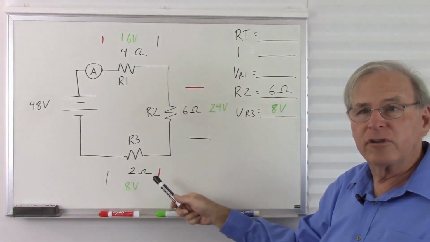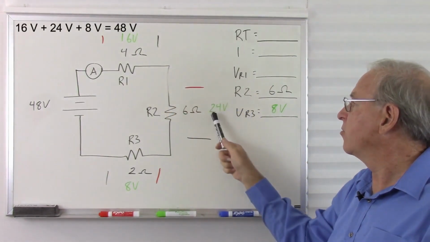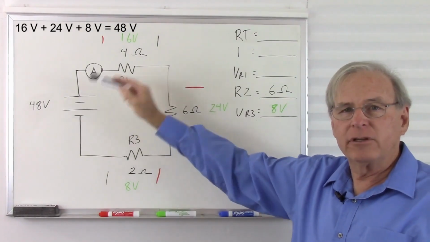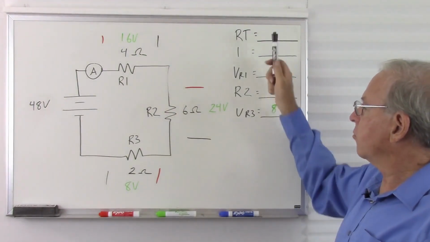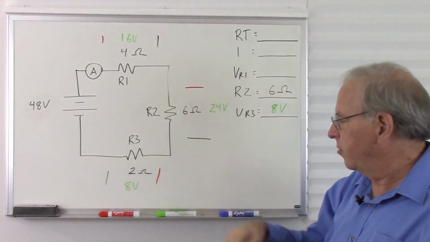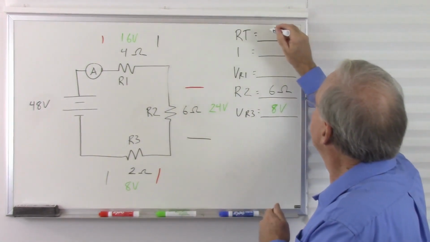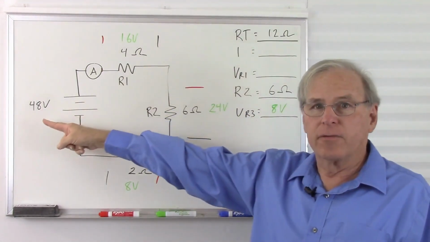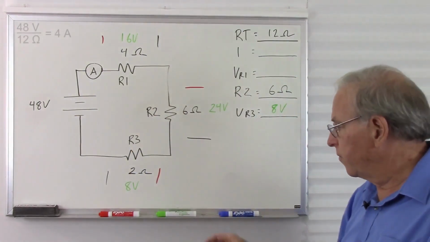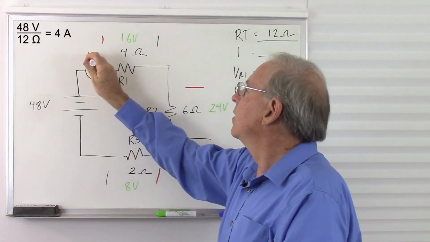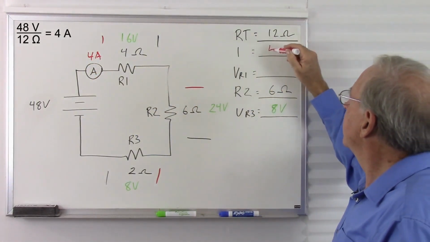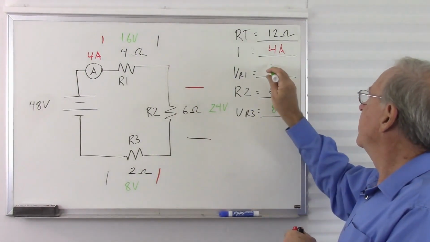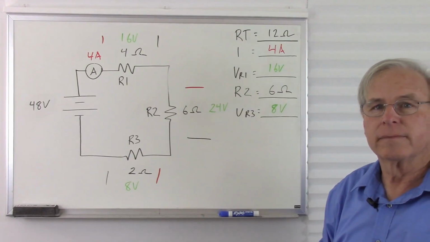So let's see if those voltages add up to 48. 16 plus 24 plus 8 equals 48. So the voltages add up to our battery voltage, Kirchhoff's voltage law is satisfied. What's our total resistance? 4 plus 8 plus 2 is a total resistance of 12 ohms. What is our current? We have 12 ohms and 48 volts. Divide 12 into 48. We get 4 amps. And we determined that the voltage across R1 is 16 volts.